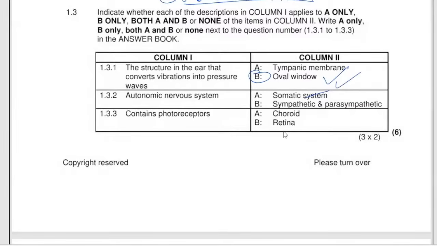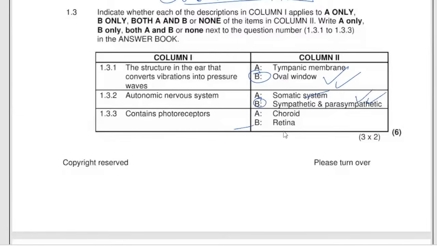So it becomes B only. Autonomic nervous system. If you look at it, which one is the autonomic nervous system? It is the sympathetic and the parasympathetic nervous system. The sympathetic is responsible for putting your body under emergency, and once the situation is done, the parasympathetic is supposed to bring it back to normal. So the answer becomes B only.